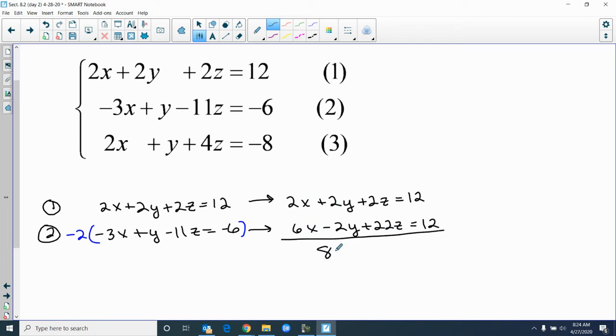2 and 6 is 8x. Those cancel, plus 24z. And now that's 12 and 12, 24. If you did get a 0 there, that's fine. You're allowed to get 0.